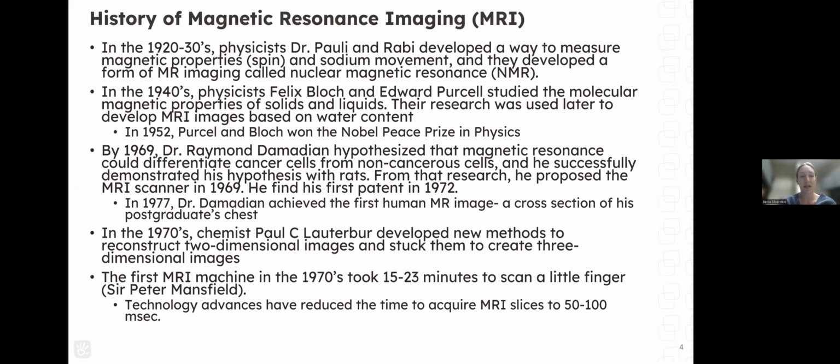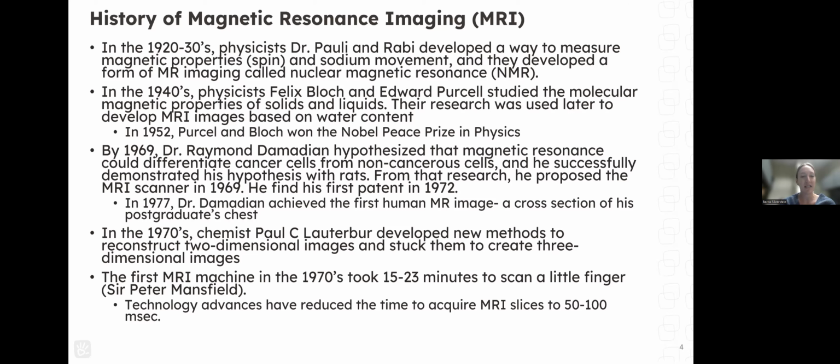By 1969, we had Dr. Raymond Damadian, who hypothesized that magnetic resonance could differentiate cancer cells from non-cancerous cells, and he successfully demonstrated his hypothesis with rats. And from that research, he proposed the MRI scanner in 1969 with his first patent in 1972. He is kind of known as the grandfather of MRI imaging from all my research. In 1977, he achieved the first human MR image. It was a cross-section of his postgraduate's chest. So thankfully, someone volunteered to be the first person to do that.